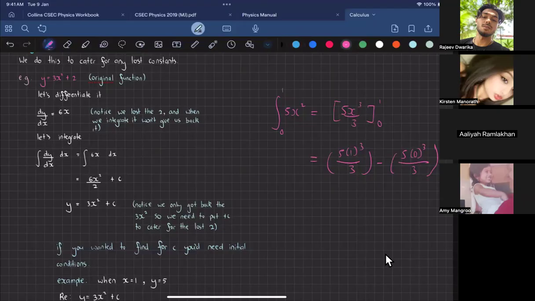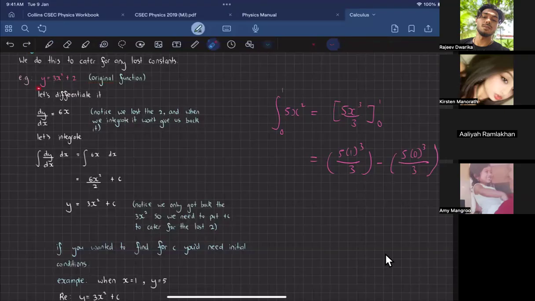So, Aliyah, I want you to read this part for me. What are they saying here? If you wanted to find for C, you'd need initial conditions. What initial conditions are, they're just conditions that would satisfy this equation. And you want to get back this, right? Yeah, so we want to get back C.